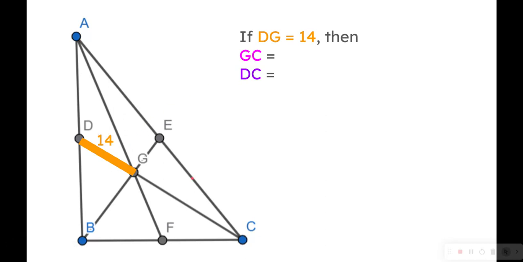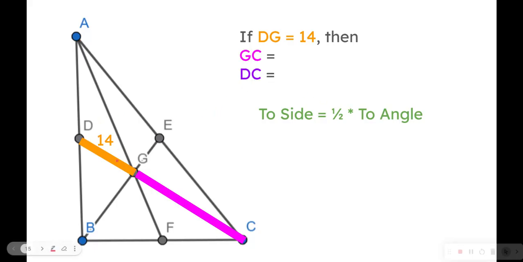And GC, this segment right here, is from the centroid to the angle. So I'm going to look at my formulas that I just had down, and I'm looking for one that says to the side and to the angle. And there's two formulas. I'm going to pick this one. So to the side equals half of the measurement to the angle.